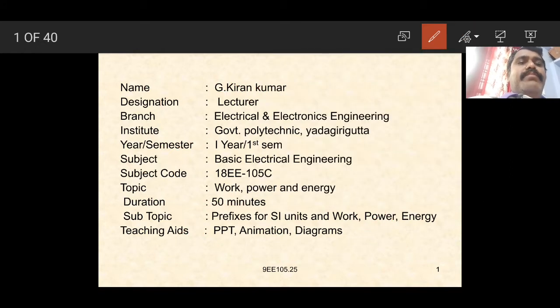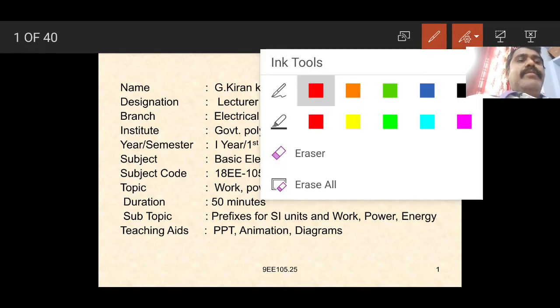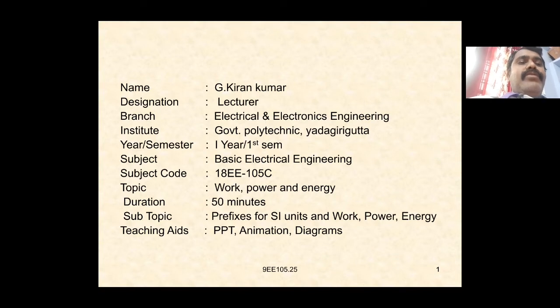The total amount of work done is nothing but the power. We can define the power P as equal to V into I, and power is measured in watts. Energy is the total amount of work done in electrical systems. So now we see the prefixes for SI units and work, power and energy.